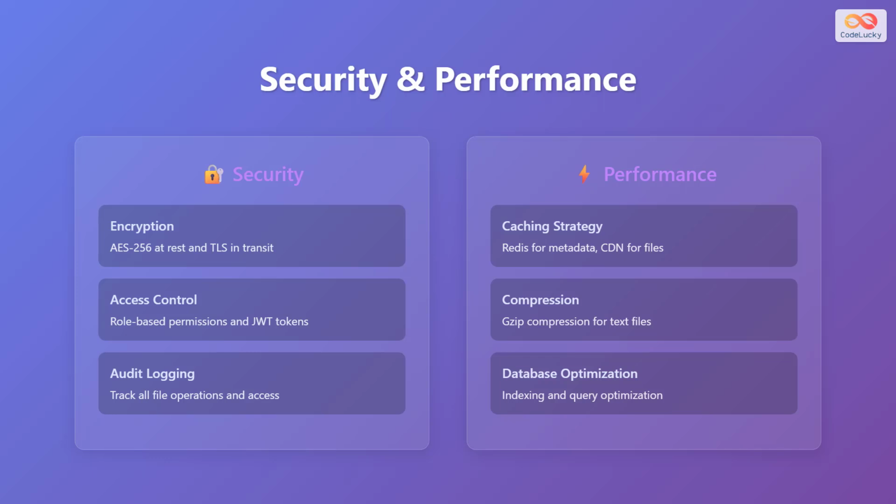Let's talk about security and performance considerations. For security, implement Advanced Encryption Standard 256 or AES 256 encryption at rest and transport layer security or TLS in transit, role-based permissions and JSON Web Token or JWT tokens, and audit logging to track all file operations and access. For performance, use a caching strategy like Redis for metadata and content delivery network, or CDN for files. Also implement gzip compression for text files, as well as database indexing and query optimization.